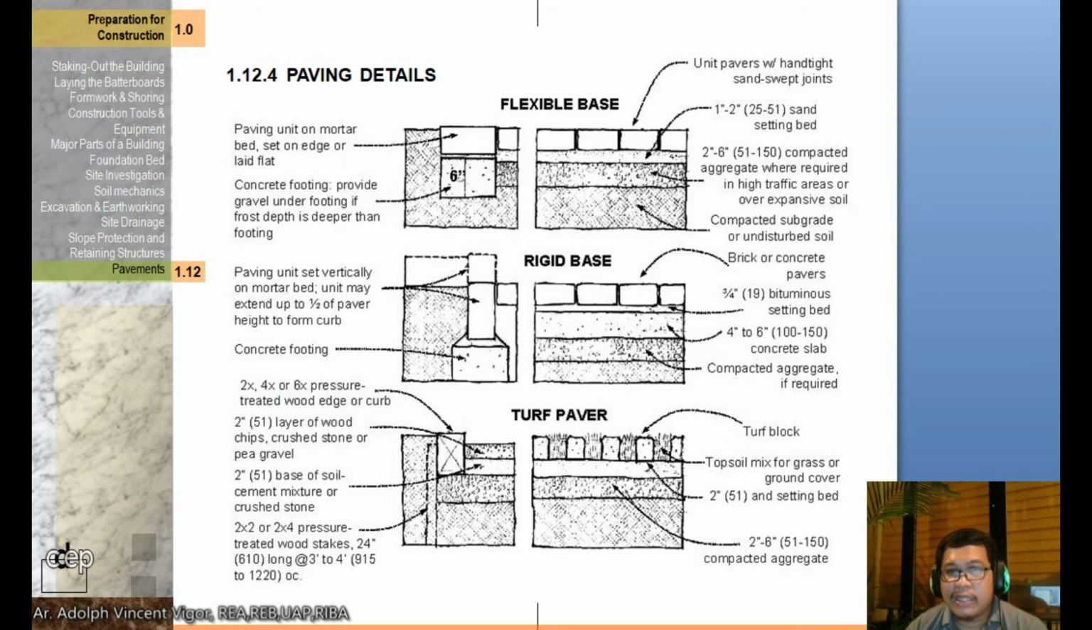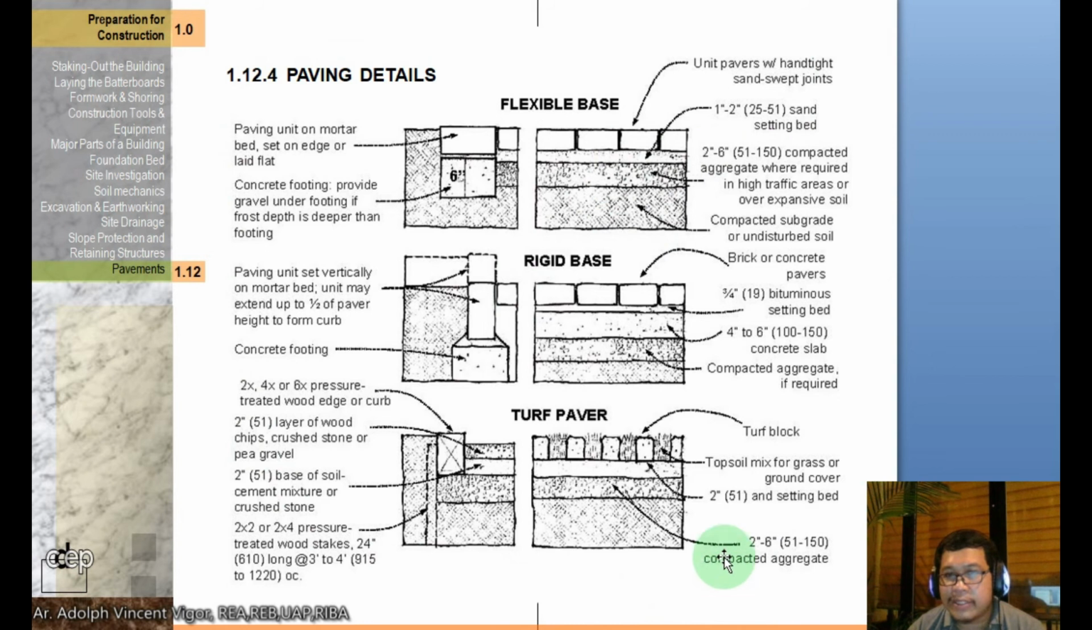So here are the paving details. This is the paving unit on mortar bed set on edge or laid flat. This is the concrete footing. So provide gravel under the footing if frost depth is deeper than the footing. So here in the Philippines, there is no frost. And the paving unit vertically or mortar bed unit may extend up to one half of the paver height from the curb. This is the concrete footing.